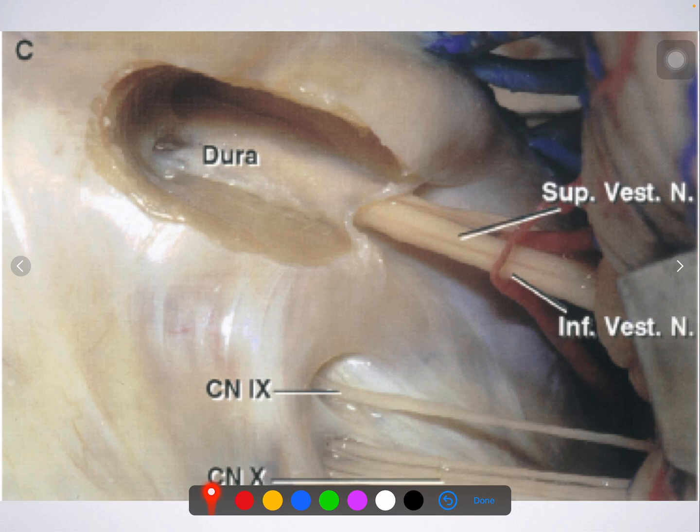So this is again on the left side, because you can see this is lateral, this is medial. The bone of the internal acoustic meatus has been drilled out, and you can see the dura of the internal acoustic meatus. This is posterior, so you can see the superior vestibular nerve, and underneath it, or caudal to it, is the inferior vestibular nerve. Lower down you can see the hypoglossal and the vagus nerves.